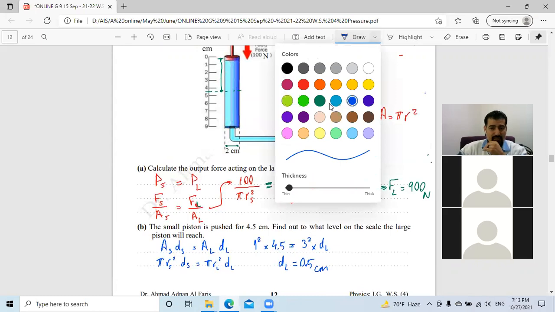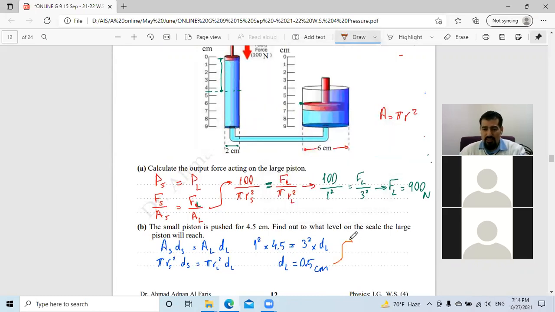Is this our answer? No, they didn't ask about how far it moves. They ask to which level it will go up. It was at 6. It will go up to which level now? 6 minus half. So the level will be 5.5 centimeter.